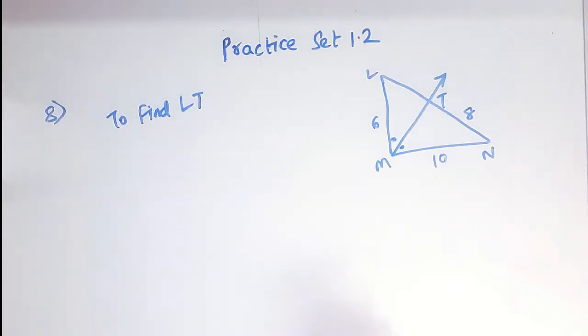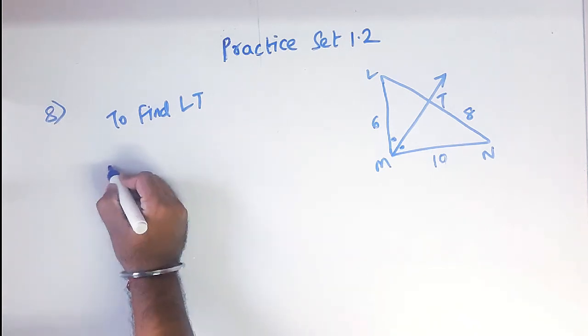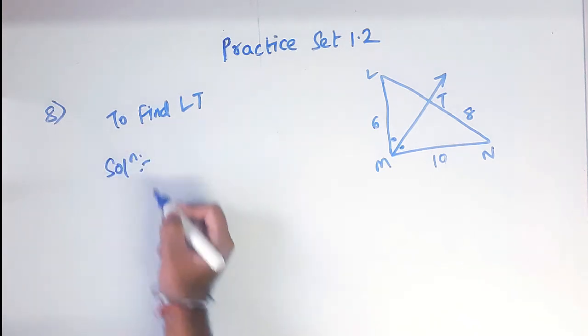Then let us move on to the 8th one. Very simple, you can see MT is the angle bisector and you have to find LT. So how will you start?